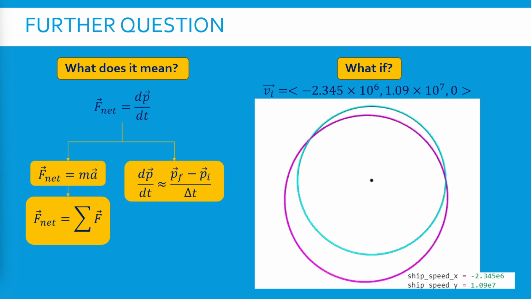Moving on, what if we wanted the spaceship to enter a stable orbit around the black hole? For this, I changed the initial velocity, again using trial and error, and I found the values of negative 2.35 times 10 to the 6 in the x component and 1.09 times 10 to the 7 in the y component to be appropriate for our spaceship to make an orbit around the black hole.